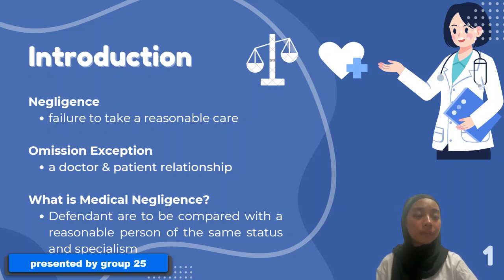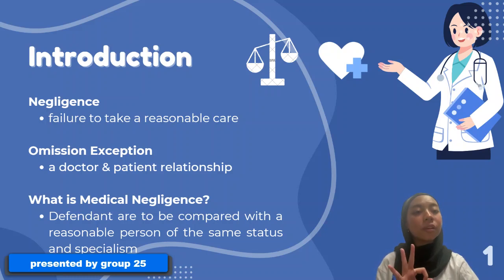Today our group will be talking about the development of medical negligence both in the United Kingdom and Malaysia. My name is Nur Husna and I'll be starting with the definition of negligence. Firstly, what is negligence? Negligence is a failure to take reasonable care to avoid causing injury or loss to another person that a reasonable prudent person would have done in a similar situation. For example, car accident, slip and fall cases, personal injury, and lastly, medical negligence.